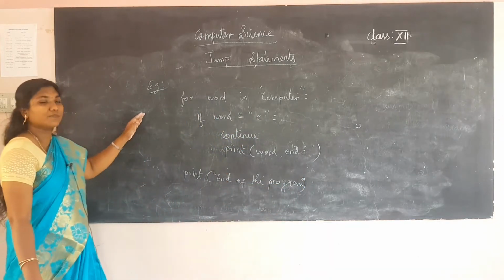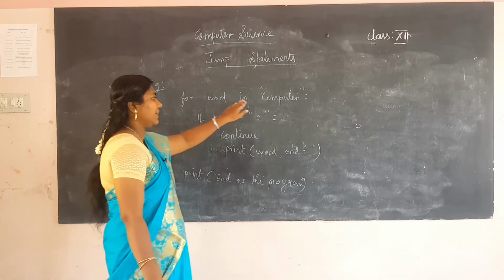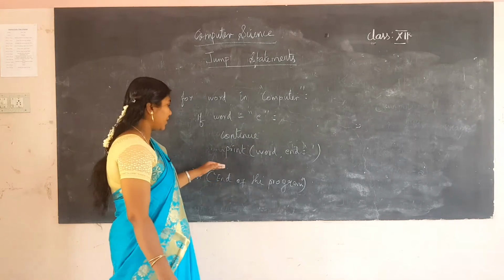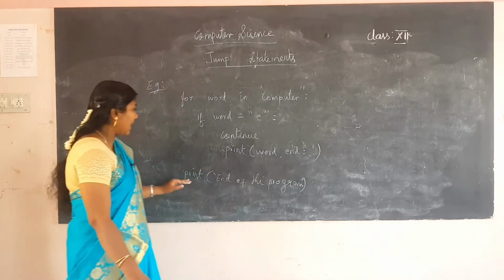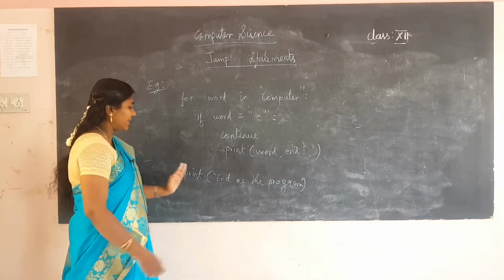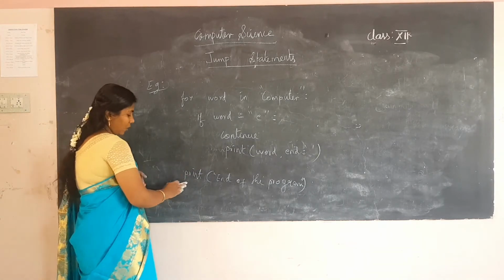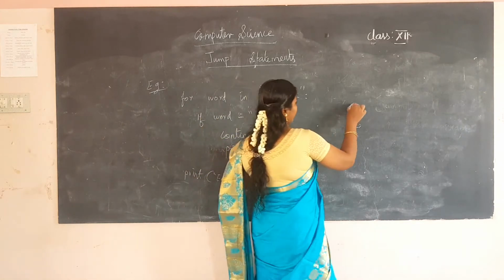Okay, so consider this program. For word in computer, if word is equal to E, continue. I have asked to continue and then I have asked to print the word. The indentation of print is near here, so it is out of the if block. So what will be the output for this?